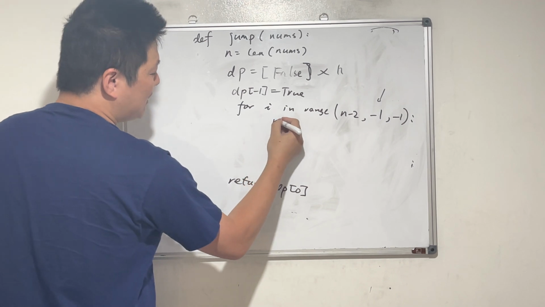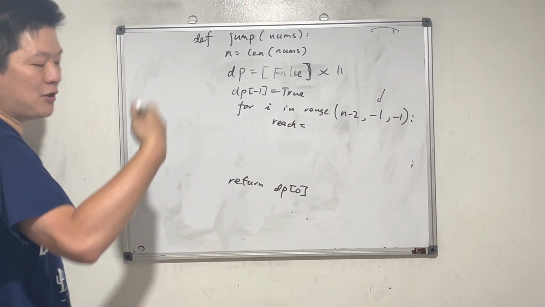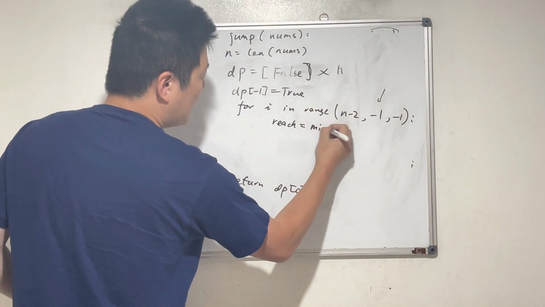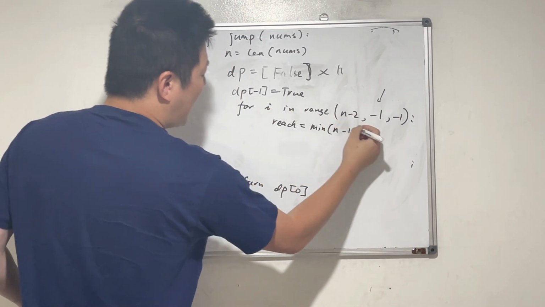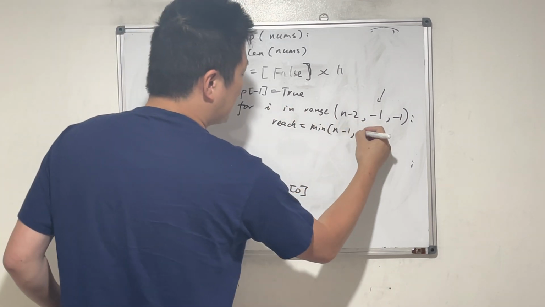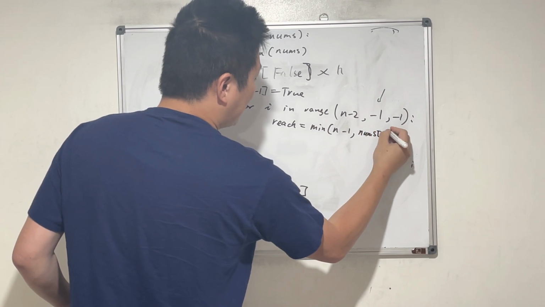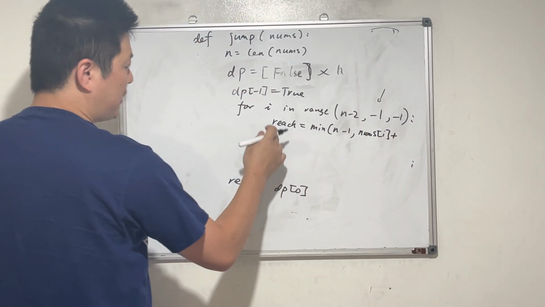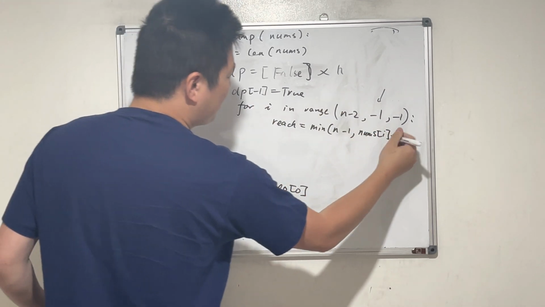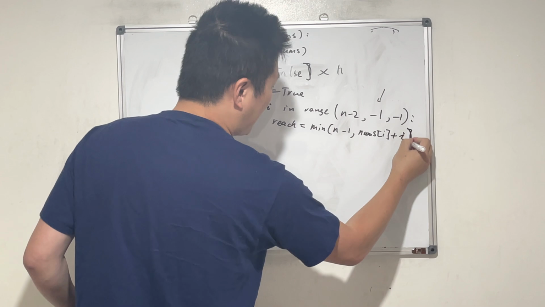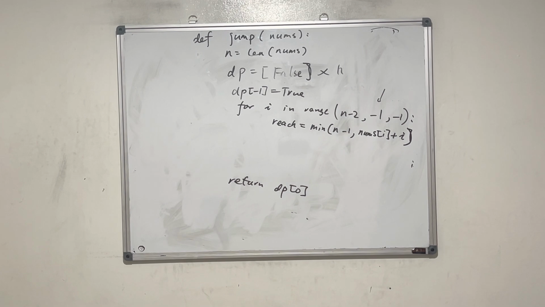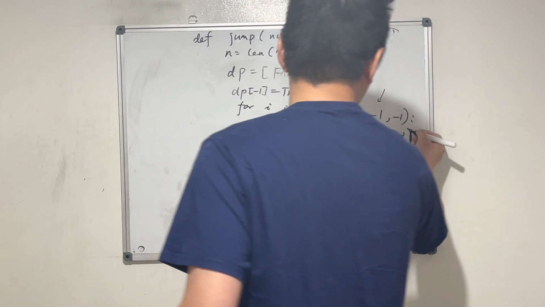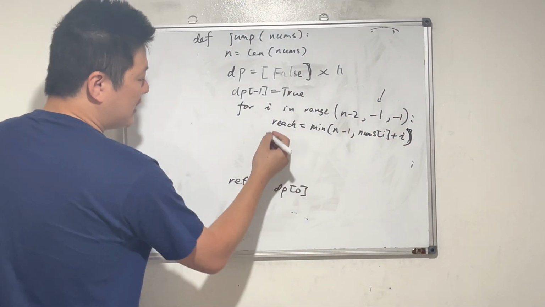And now we want to calculate the reach. What's the reach? It's the minimum of n minus 1 and i plus nums[i], because you are at position i and you can jump from i by nums[i]. Do we need to minus 1 here? Actually, I'm not quite sure. Let me check. Yes, you need to minus 1 because minus 1 is the last index. Now, this is the furthest you can reach.